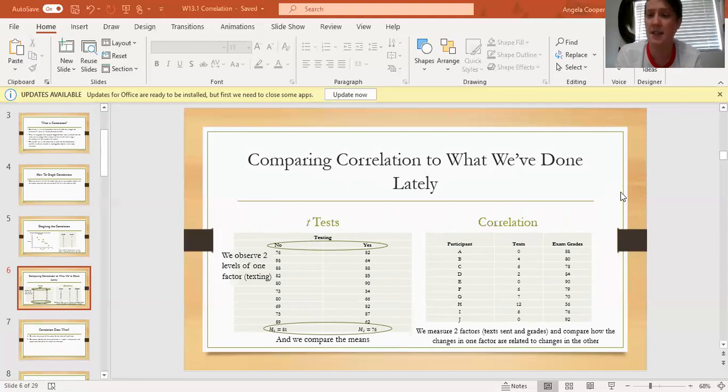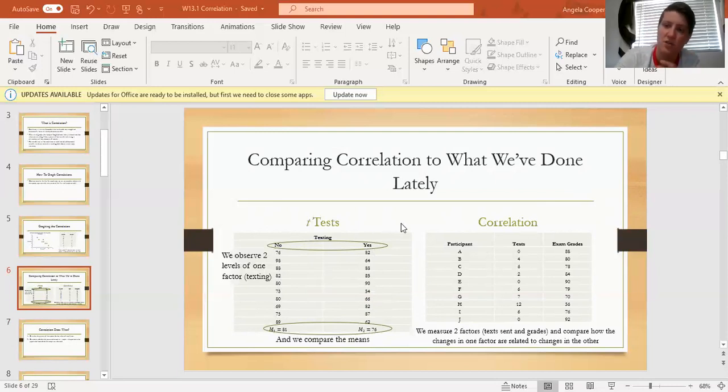Okay, so I've kind of been talking about this, but comparing correlation to what we've done lately. Now, we've been doing a lot of t-tests. We've also done ANOVA, but ANOVA is essentially just 3 groups to a t-test as opposed to 2. But anywho, with t-tests, let's say that we're going to be comparing people who do text and don't text during class. And then we compare the means of their exam scores. So for people who are not texting, here are their exam scores here with an average of 81. And the people that do text, where they say yes, here are their exam scores and they have an average of 76.